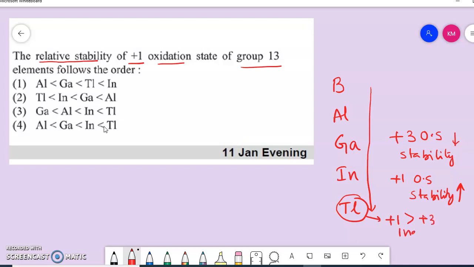This is because of the inert pair effect. Due to the inert pair effect, it is prone to exhibit the +1 oxidation state. The +1 oxidation state is more stable than the +3. So aluminium less than gallium less than indium less than thallium. Option 4 is the correct answer for this.